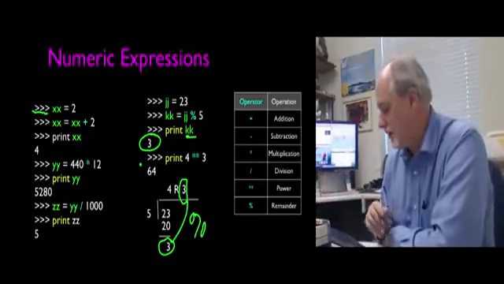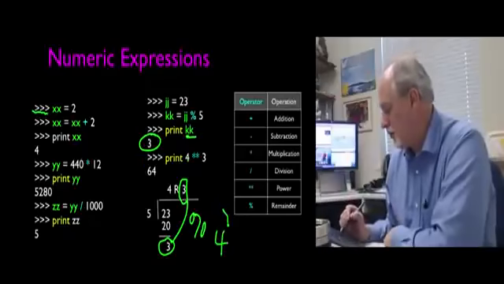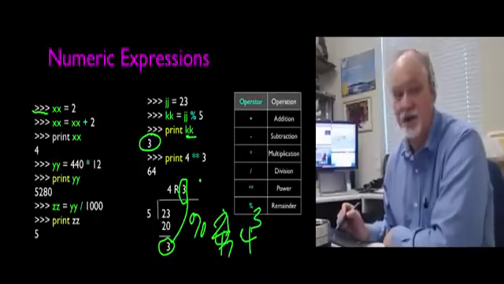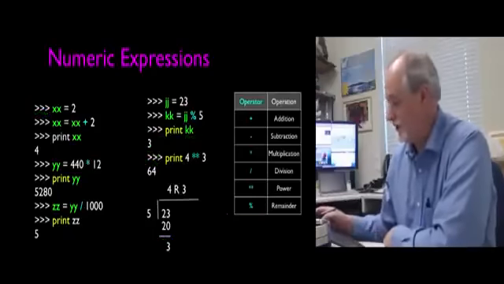And the raising to the power, 4 cubed, is 4 star star 3, and so that ends up being 64.